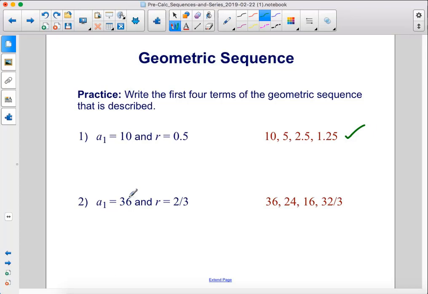Here we start with the first term of 36. We multiply that by 2/3. 2/3 times 36 is 24. 2/3 times 24 is 16. 16 times 2/3 is 32/3.